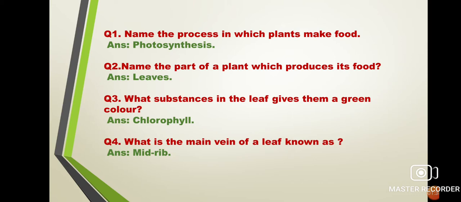Next question, question number 3. What substance in the leaf gives it green color? Chlorophyll. The answer is chlorophyll. Chlorophyll is a special type of pigment that makes a green plant green in color. Okay. Next, number 4. What is the main vein of a leaf known as? Midrib. Okay, the main vein of a leaf is known as the midrib.